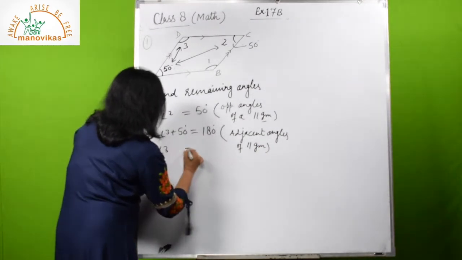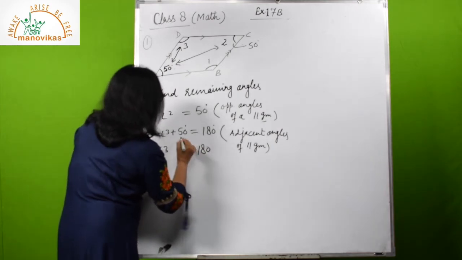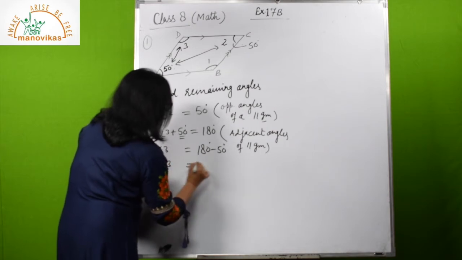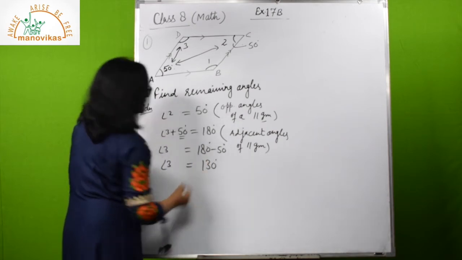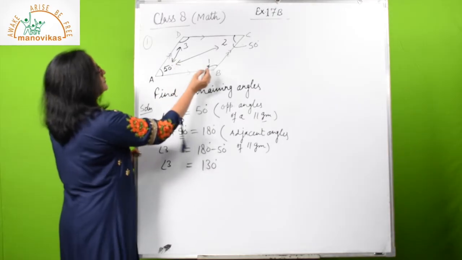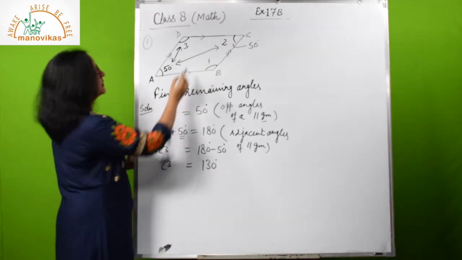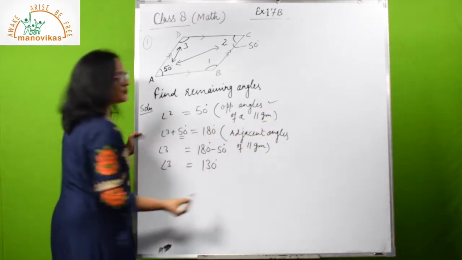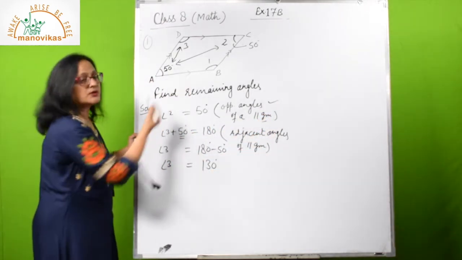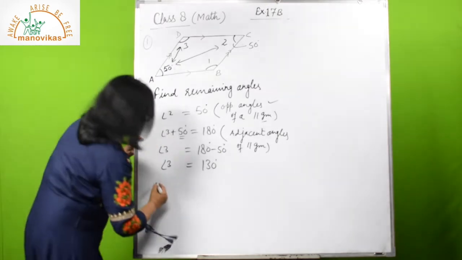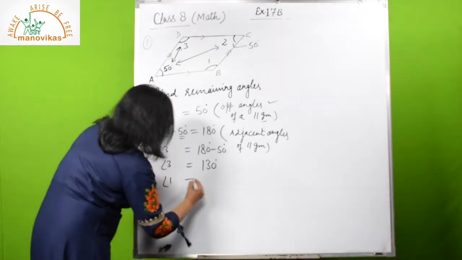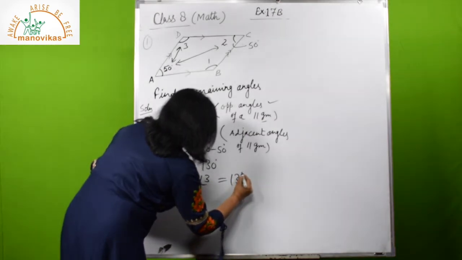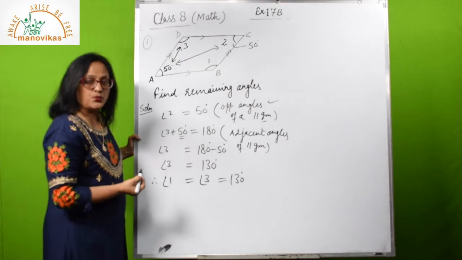So angle 3 is equal to, now this 180 and this 50 will be subtracted from this. So this way angle 3 is equal to 130 degree. Now what is the value of angle 1? Because angle 3 and angle 1 are opposite angles, and in the beginning we have taken opposite angles are equal. So angle 1 will be equal to 130 degree. So you will write, therefore angle 1 is equal to angle 3 and angle 3 is equal to 130. So angle 1 is also equal to 130 degree.